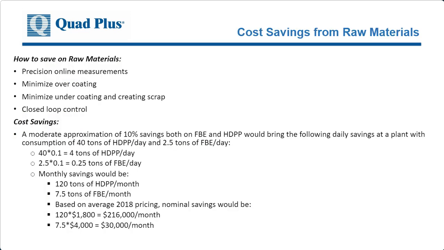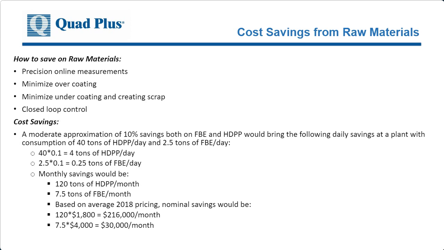So the big thing that this system can help do is cost savings. We can help save on raw material usage because we have precision online measurements. You're no longer waiting till after the pipe is made to destructively test. It minimizes overcoating. We minimize undercoating and creating scrap where you will have to come back and recoat.